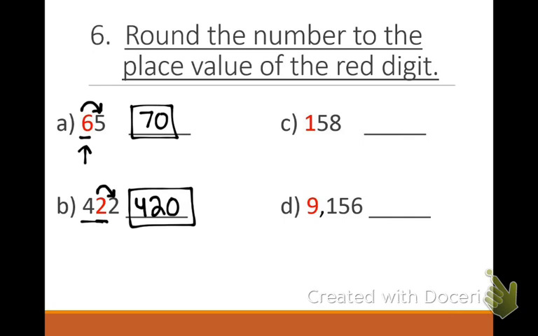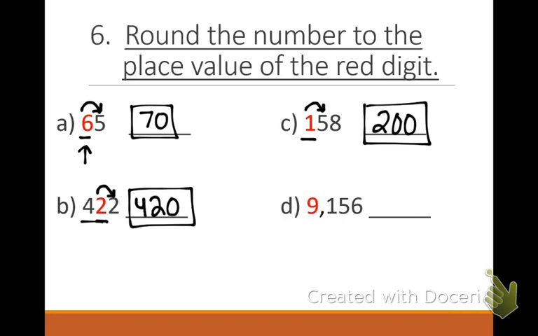Let's look at problem C, 158. What place is my 1 in? The hundreds place. So I'm rounding to the nearest hundred. What do I do? The 1 asks the 5, are you 5 or bigger? What's the 5 say? Yes, so what happens to that 1? It becomes a 2, and the other 2 turn into 0. So 158 rounded to the nearest 100 is 200.